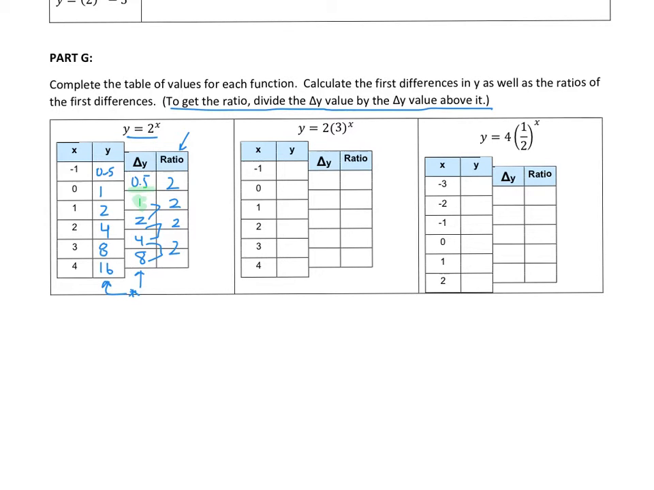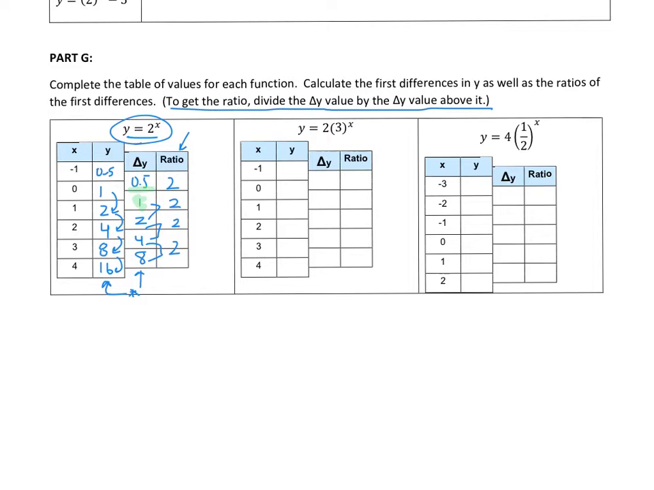So really, if you think about that, what we're using in our equation is just powers of 2. Every time to get to our next value of y, we're just multiplying by 2. So 1 times 2 is 2. 2 times 2 is 4. 4 times 2 is 8. 8 times 2 is 16. And we could continue that pattern along here.